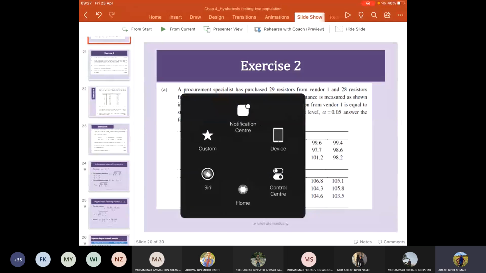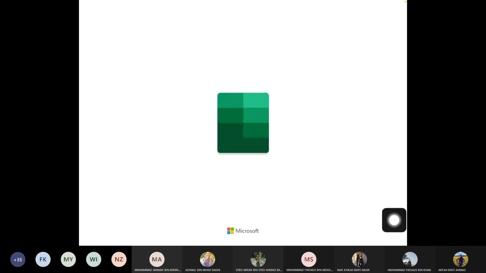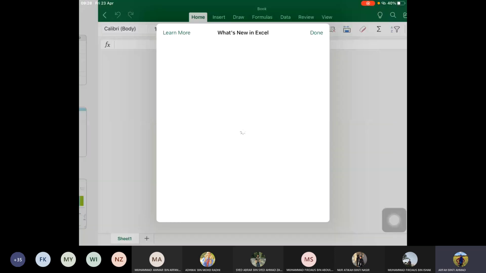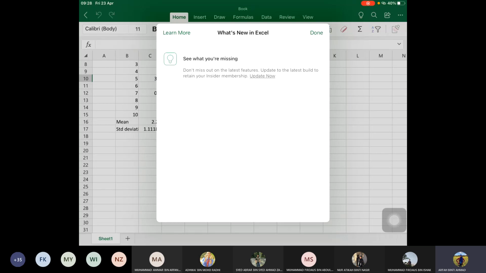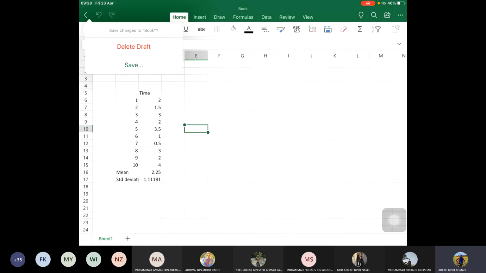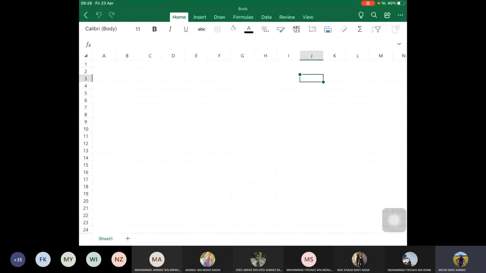Buka Microsoft Excel. So I will open my Excel as well. Alamak, aku pakai ni lah tab. Tak apalah, boleh kot. See what you're missing. I didn't miss anything. Which one is this? Delete draft. So blank workbook, and then I will paste.